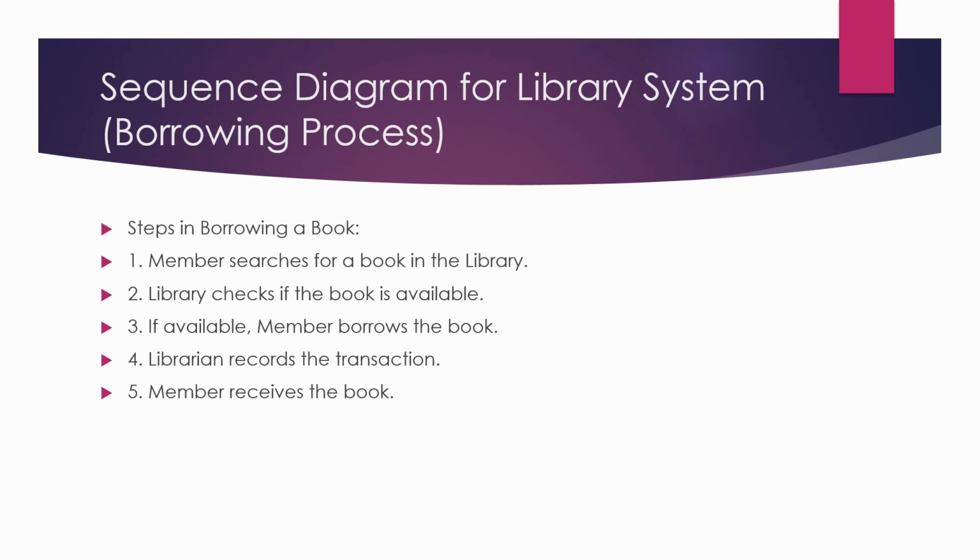Let's visualize the borrowing process in a library system with a sequence diagram. First, the member searches for a book. The library checks if the book is available. If it is available, the member borrows the book. The librarian records the transaction and the member receives the book. This diagram shows the sequence of interactions that occur when a member borrows a book.